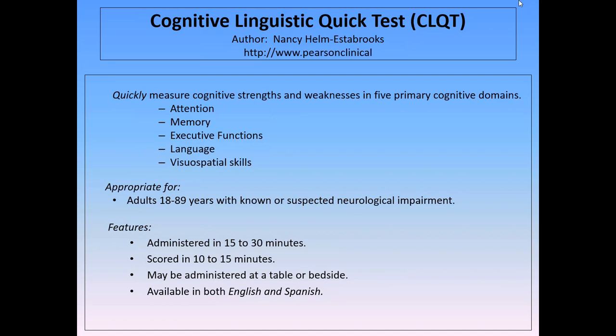It's never taken me 30 minutes because a lot of the subtests are timed, and so only a certain amount of time is allotted for them, and that usually reduces the time for me to 20 to 25 minutes. It can be scored in 10 to 15 minutes. So all in all, this from start to finish may take you about a half hour, and you'll have your documented results. You can administer the CLQT at either a table across from your patient, or even at bedside, particularly if you have a clipboard. And the CLQT is available because from the get-go, we developed this test for English and Spanish-speaking individuals.